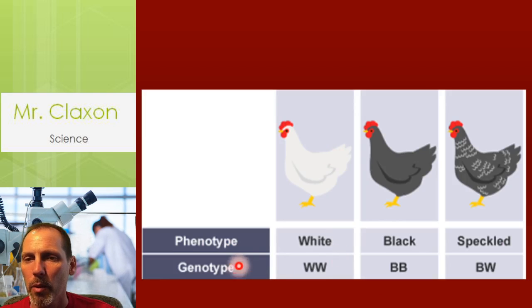As an example, look at these chickens. The phenotype would be, this is a white chicken, that's the phenotype. Well, what's the genotype? It's a WW. That's what the genotype is, what the gene would appear to be. The phenotype of this chicken is black. Genotype would be the genes it has. And then you can also have a speckled chicken. We'll talk about this example later. This is kind of a strange one. It's called codominance.